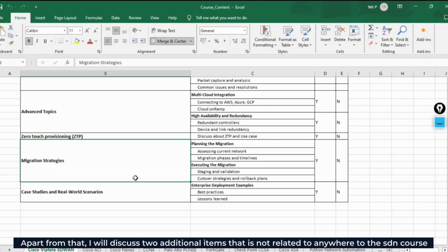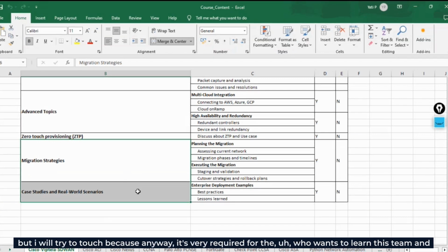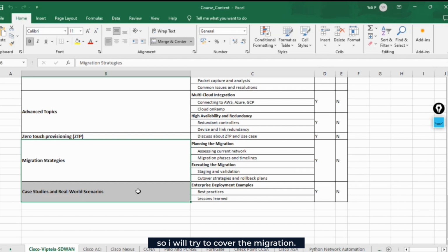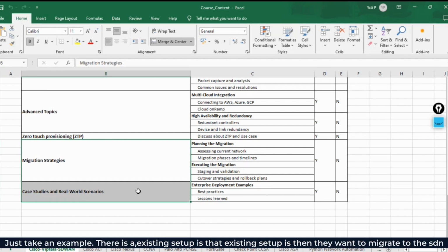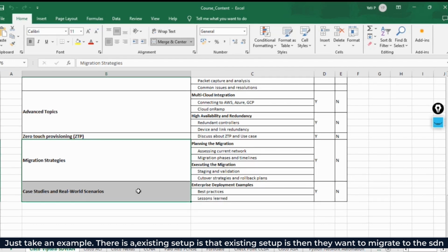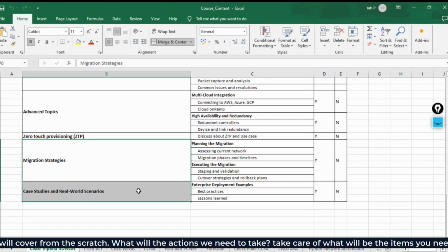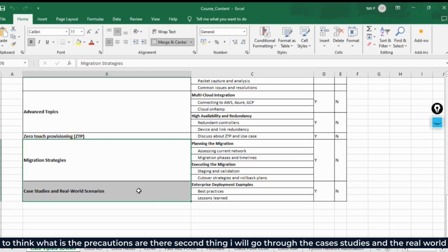Apart from that, I will discuss two additional items that are not directly related to the SD-WAN course, but I will try to touch on them because they are very required for anyone who wants to learn SD-WAN. I will cover migration. Take an example: there is an existing setup, and they want to migrate to SD-WAN. I will cover from scratch what actions we need to take care of, what items we need to think about, and what precautions there are.